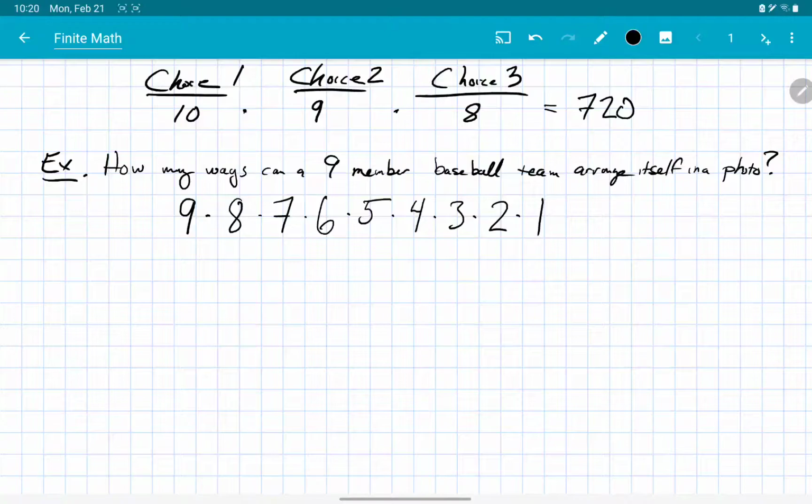So we'd have to take 9 times 8 times 7 times 6 times 5 times 4 times 3 times 2 times 1, and I've done that for us, thankfully. This is 362,880. So there's 362,880 possible arrangements for the team photo. Why anyone would care about that is anyone's guess, right?